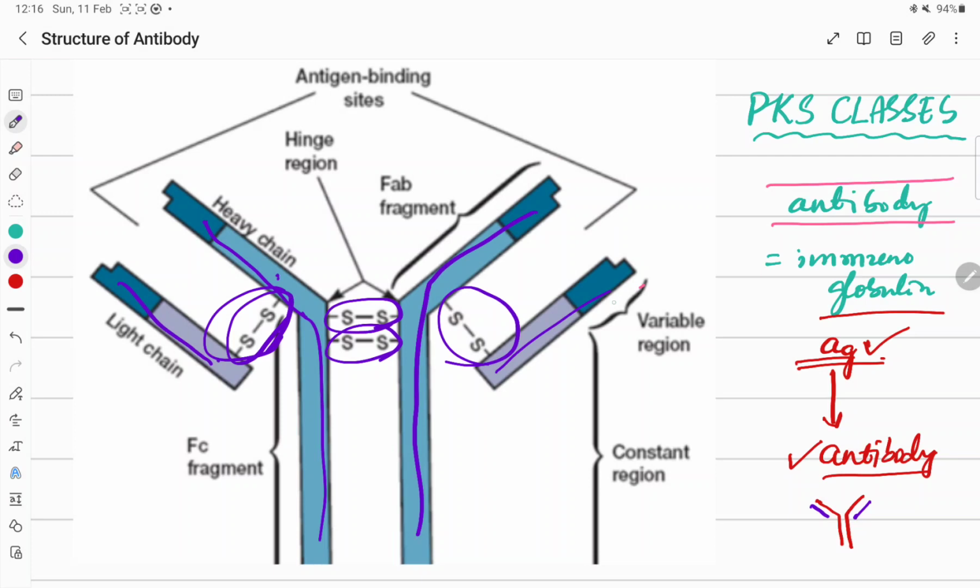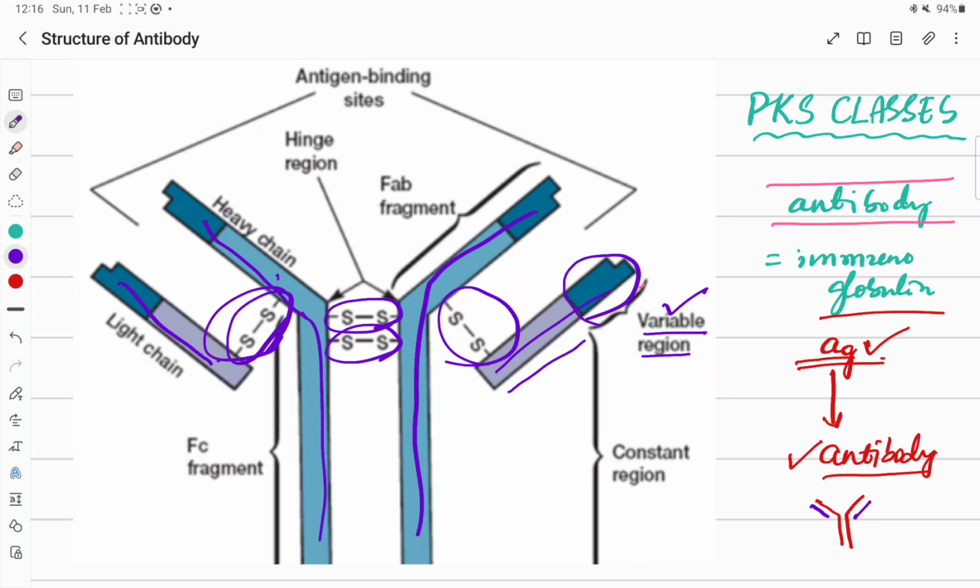Then the light chain is divided into 2 regions. One is the variable region and the other is the constant region. Why do we call it the variable region? Because there is considerable variation in amino acid composition in this area, and this is the area to which the antigen binds.